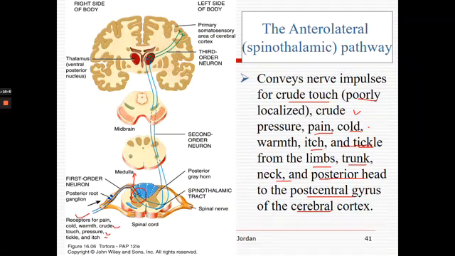After they synapse, they cross to the other side and they ascend in the lateral and anterior column, to the thalamus. So the first order neuron synapses at the level of the spinal cord, the second order neuron synapses at the level of the thalamus, and the third order neuron goes to the primary somatosensory area in the postcentral gyrus. So this system is different than the other system.